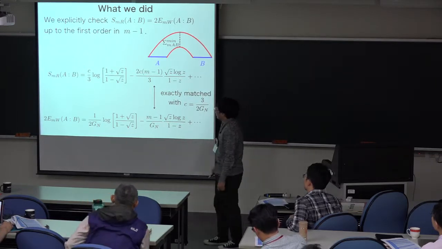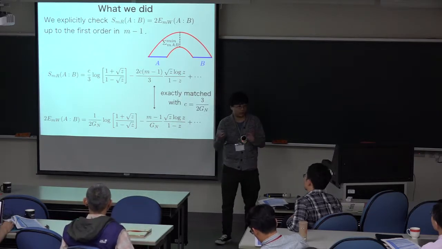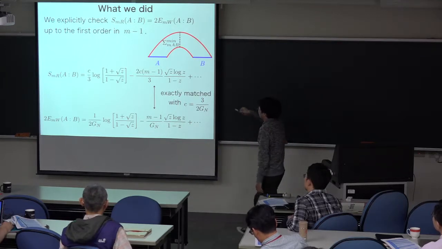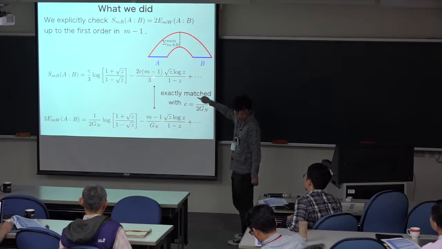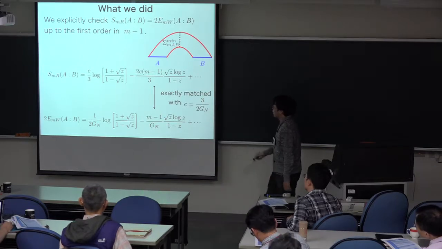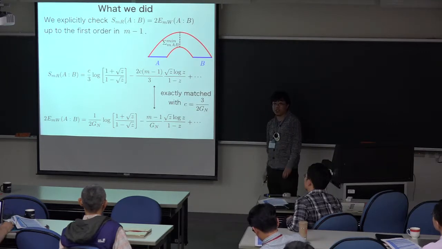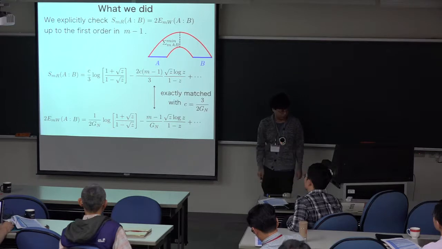The comparison at the zeroth order was checked in the original paper. And our new result is computing and comparing these first order terms. And they exactly match, using the well-known relation between the central charge and the gravitational constant.